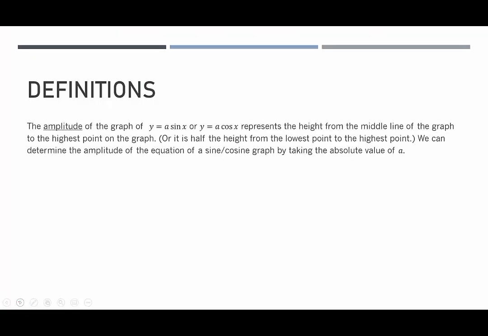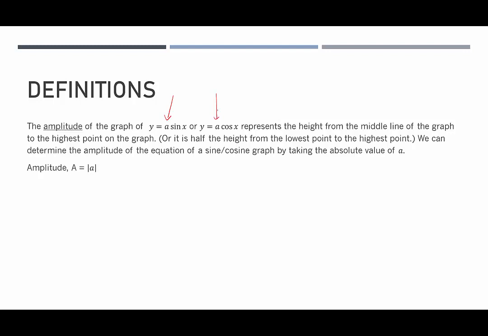The first is amplitude. The amplitude of a sine or cosine graph represents the height from the middle line of the graph to the highest point on the graph, or we can say it's half the height from the lowest point to the highest point. We can determine the amplitude of the equation by taking the absolute value of a. You can see here that a is the coefficient of either our sine function or cosine function. So we say amplitude is the absolute value of a.